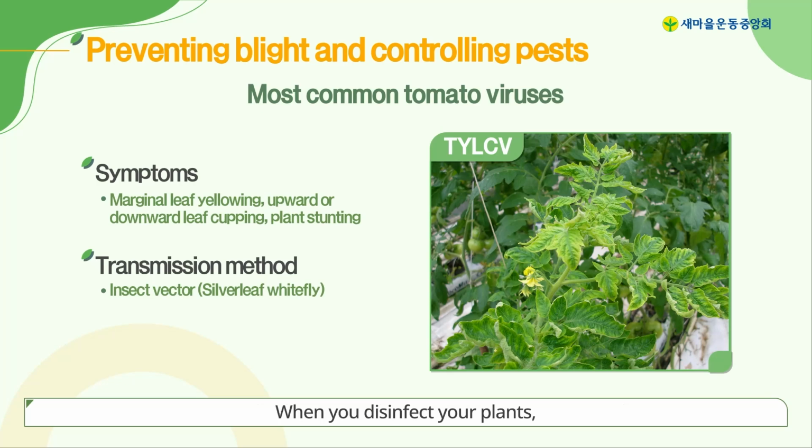When you disinfect your plants, these flies suck in the virus within 15 to 30 minutes and transmit it to other plants for the next 24 hours as they move. Because it takes about 15 minutes for the virus to spread, when a tobacco whitefly with the virus sticks its piercing mouthparts into a healthy plant body, it transmits the virus.